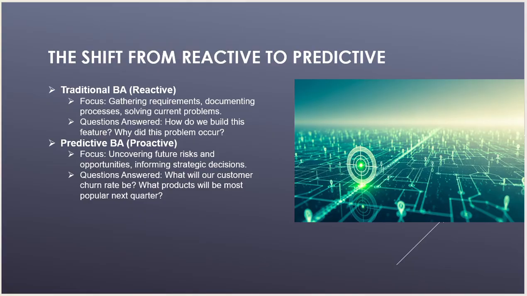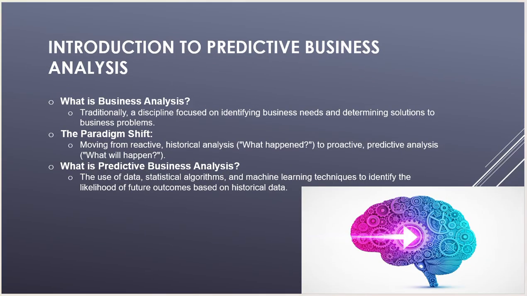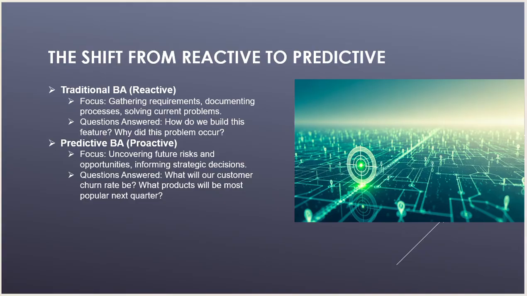So the shift from reactive to proactive business analyst. The traditional business analyst will work on reactive things. He will focus more on requirement gathering, documenting processes, resolving the current or past problems, and he will have questions like what features do we build, why did this problem occur, at which stage did this problem occur. But there is a chance this problem will not occur in the future, yet we work on the past.